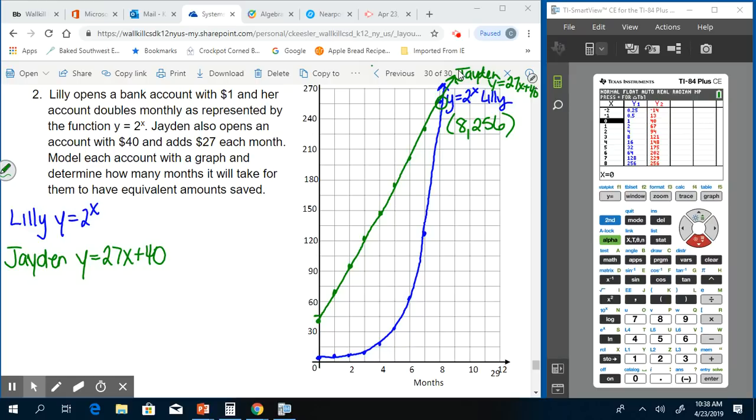All right, so you are on your own with number 3. Go ahead through that, graph it, answer the questions on GoFormative, and then you can start tonight's homework.